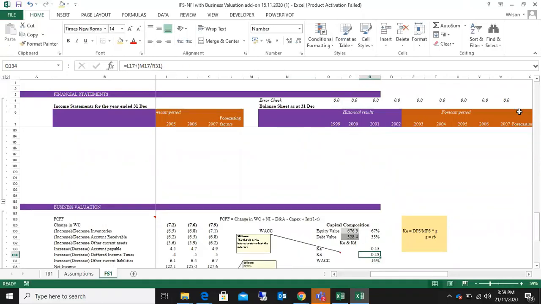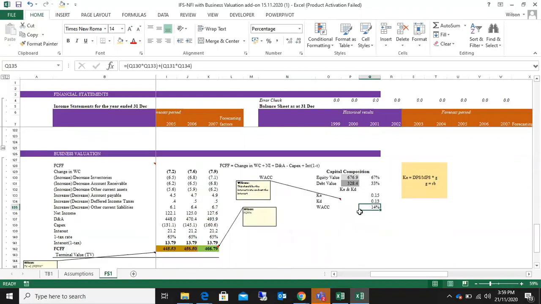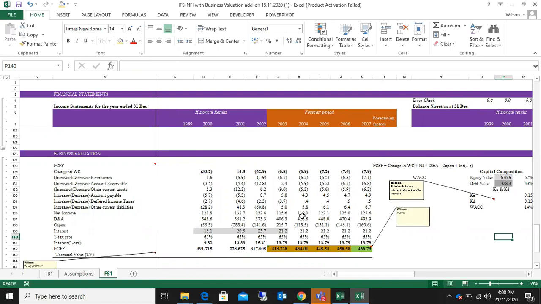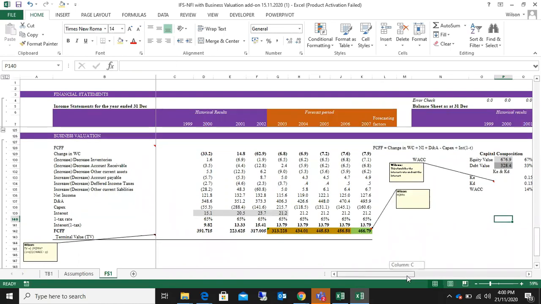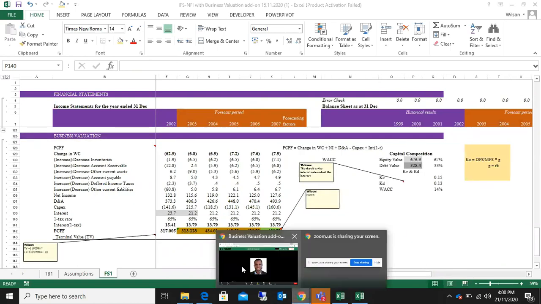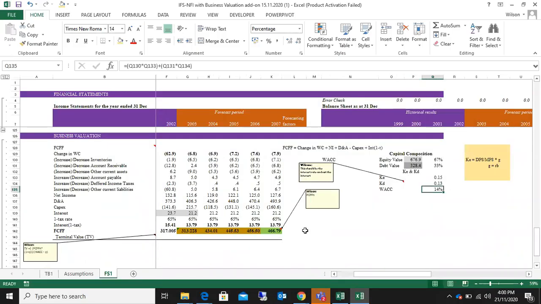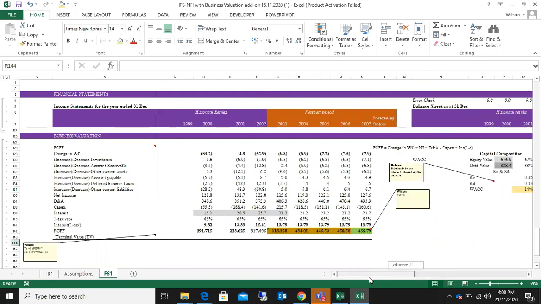Yes, so we have 0.1. So it makes sense now. We were going to be having 400 and something percent, which is absolutely incorrect. Okay, 14% is what we have. 14%, that's the weighted average cost of capital. So is this 14% what we are going to use to calculate our terminal value?